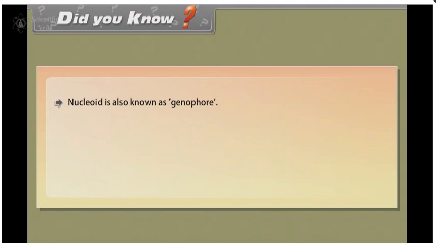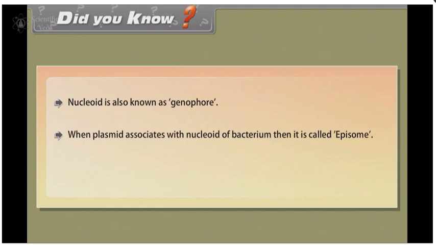Did you know? Nucleoid is also known as genophore. When plasmid associates with nucleoid of bacterium, then it is called episome. In mycoplasma, cell wall is absent.